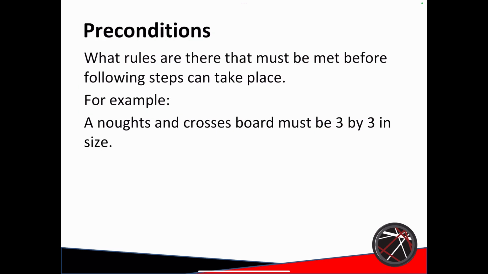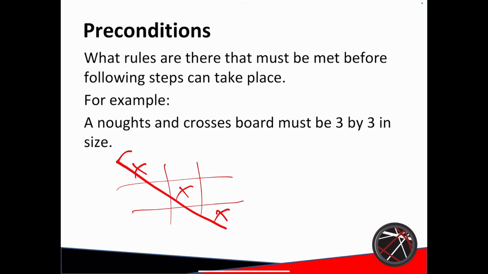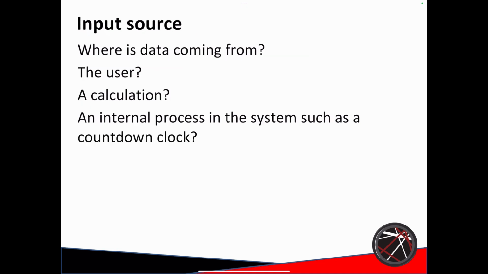Other preconditions we have, if you remember our noughts and crosses game, said about this as a rule, that it has to always start with that layout, in other words, the 3x3 layout. And again, we've got various rules about this, that if you have crosses going across all three, you therefore have achieved a win, and therefore that should be recognised by the system.